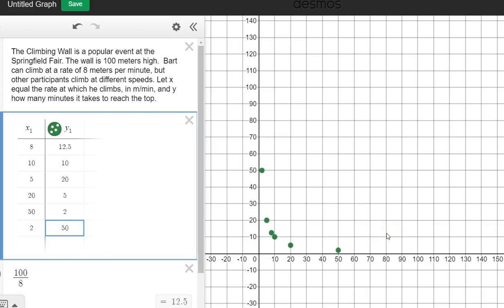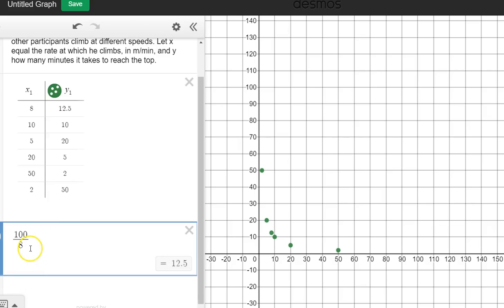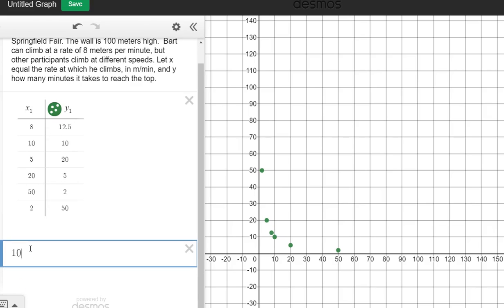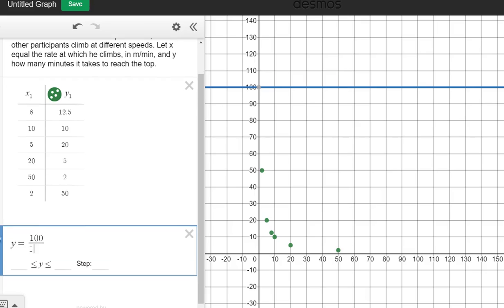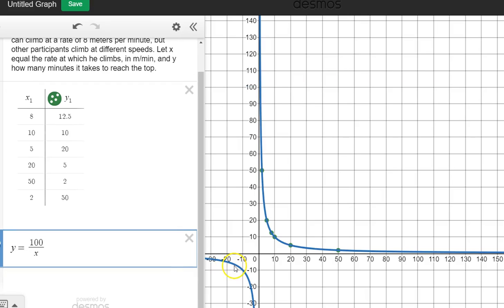If we were to think about what sort of equation we could write for this graph, notice that to figure out y, we have to take 100 divided by x, because if it's 100 meters tall, and this is how many meters we can climb in a minute, then this would be how many minutes it would take. We just divide. So we could write an equation, y equals 100 divided by x. And notice that goes right through the points that I graphed.